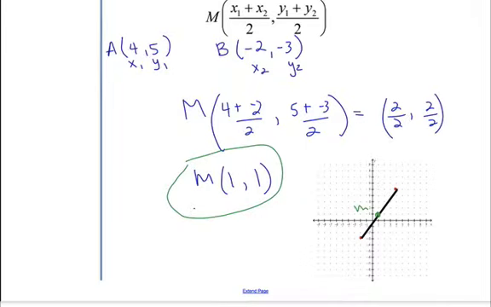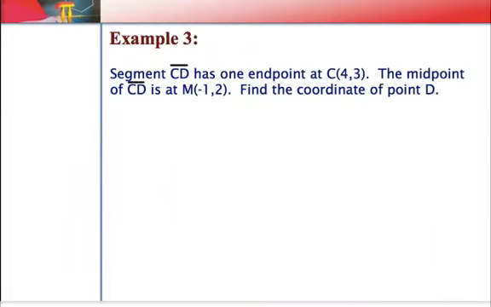Alright, so the last thing I want to show you is how to find the endpoint of a segment if you know the other endpoint and its midpoint. So let's say segment CD has one endpoint at C, which was at 4, 3, and you know that the midpoint of CD is at negative 1, 2. How can we use that to find the coordinate of point D?